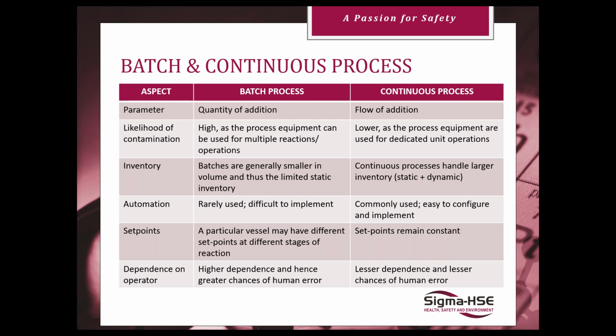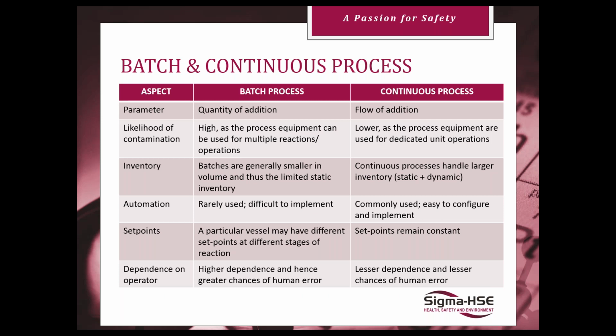So there are some differences between batch and continuous processes. With batches, you're looking at quantities of addition. With continuous, it's a flow rate. Likelihood of contamination differs between the two as well. With batch, it's higher because you stop, you start, you stop, you start, and you're manually adding material. Continuous is usually dosing from bulk storage or totes.